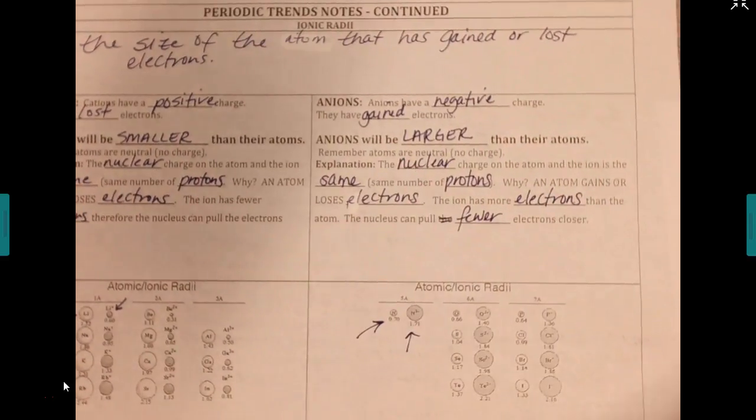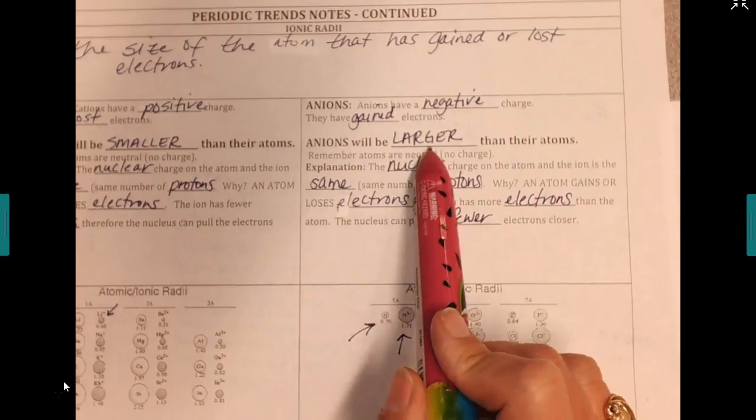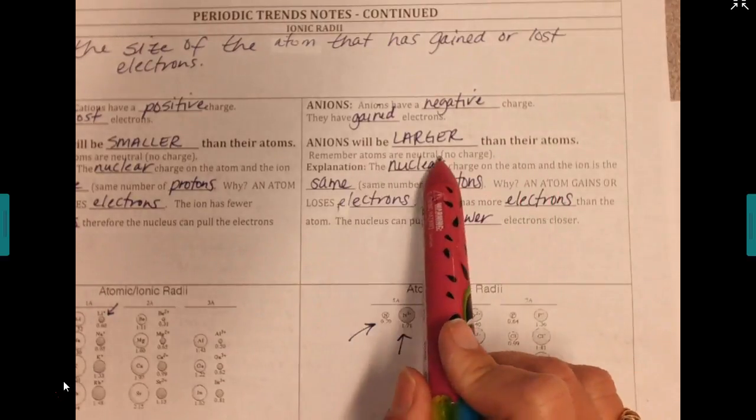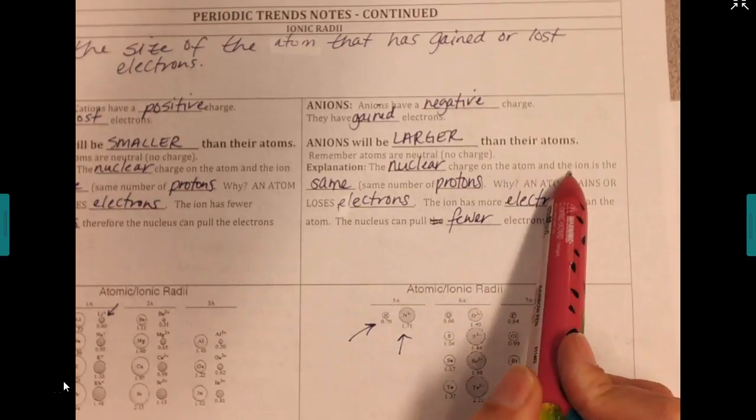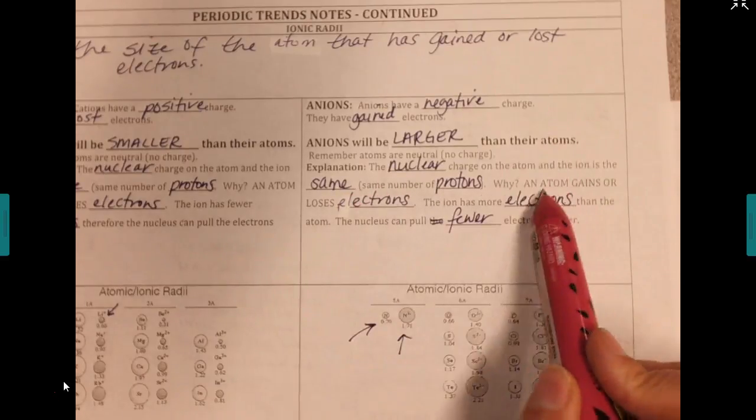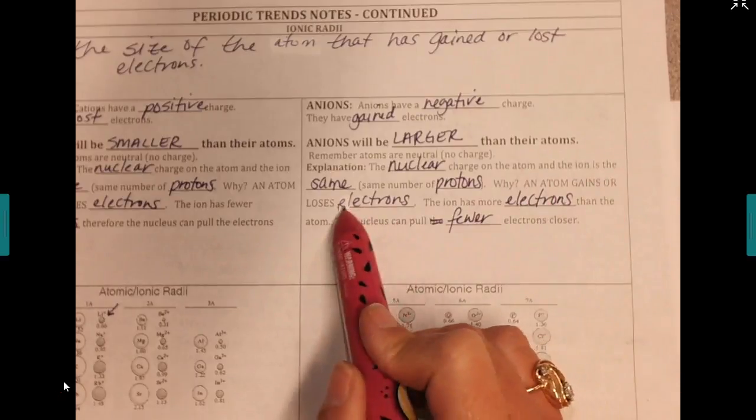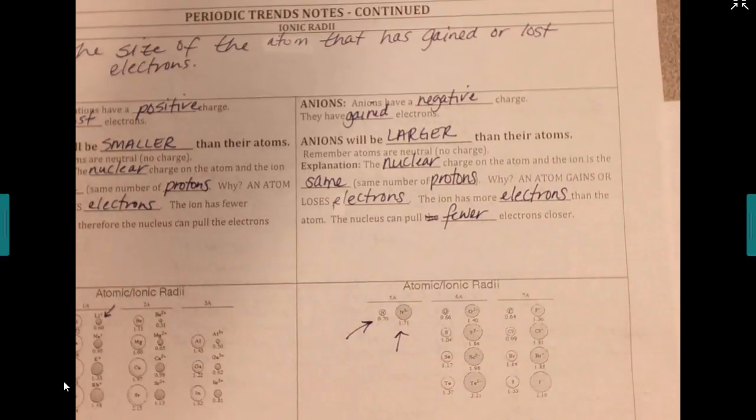Anions. Anions have a negative charge. They have gained electrons. Anions will be larger than their atoms. Remember, atoms are neutral or have no charge. Remember again, the nuclear charge on the atom and the ion is the same. They're both positive. They have the same number of protons. The atom is going to gain or lose electrons. In this case, it's going to gain electrons. So the ion has more electrons than the atom. So the nucleus cannot pull the electrons closer. It can only pull fewer electrons closer.